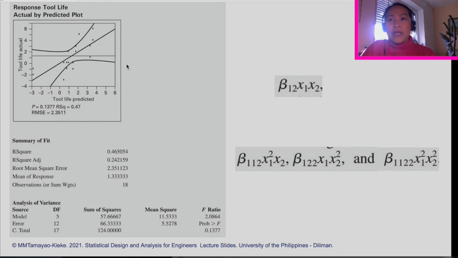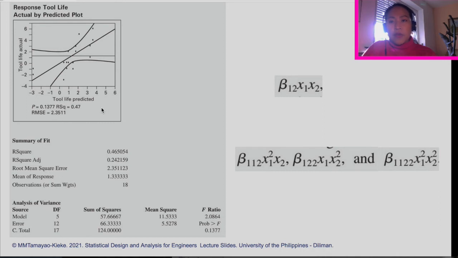Now comparing to the classical categorical ANOVA, the second order model is a poorer fit. As you can see in the graph of the observed total life and the predicted total life, and the R squared is much lower than that of the classical ANOVA. As you can see here, it's 0.46 compared to the almost 0.9 R squared in the previous model.